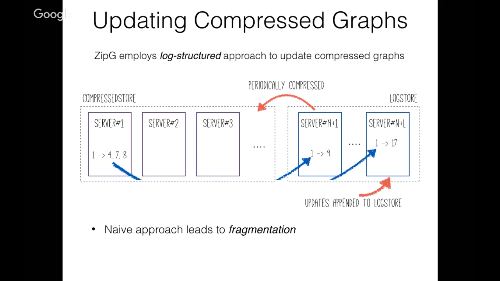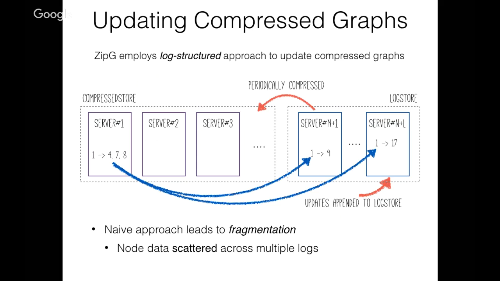And to see why, you can see that the data corresponding to a particular node gets fragmented across several logs as more and more updates come in for that node. And this leads to a problem because queries now have to touch all of the logs in order to aggregate the data for a single node. And this is because they don't know which logs have the relevant data that they're looking for.